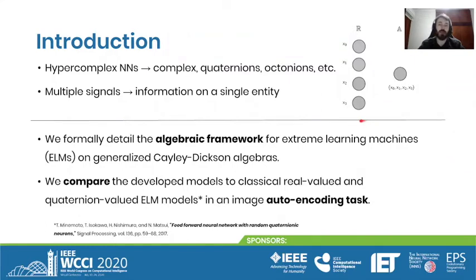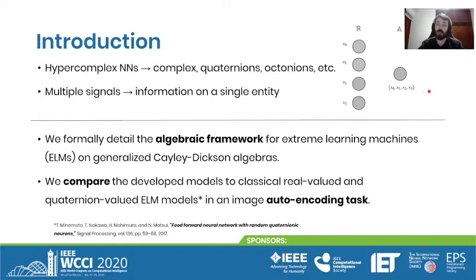Say, if we have four signals from the same object in a real-valued network, we would have to deal with them separately as separate parameters, but in a four-dimensional algebra, we could encode these four signals in one single entity.